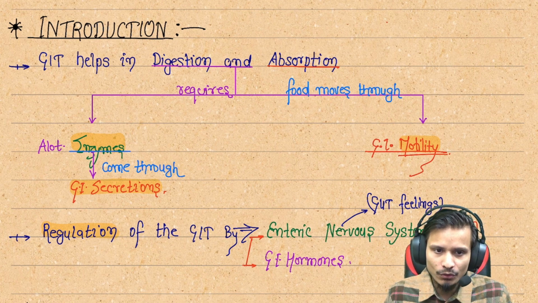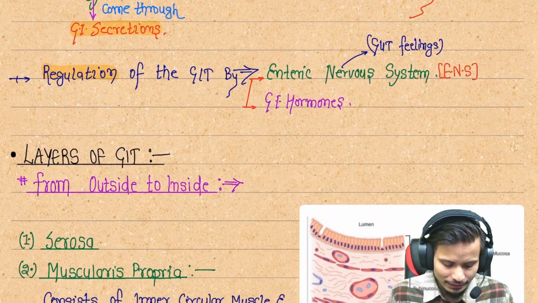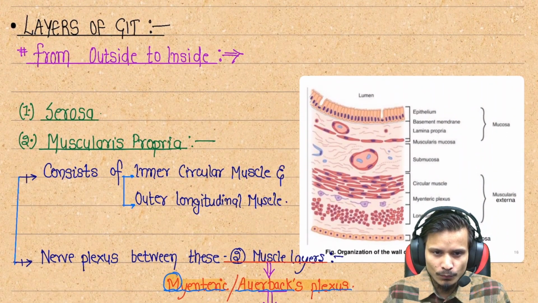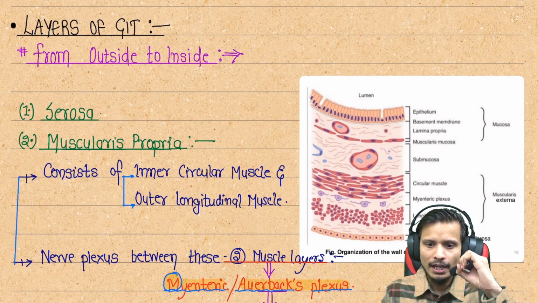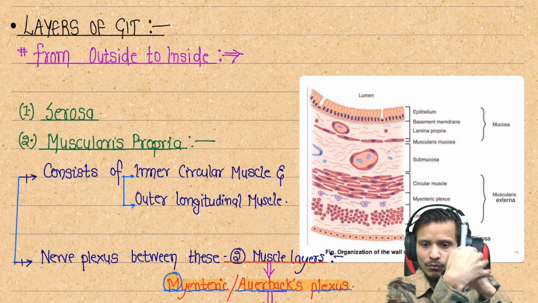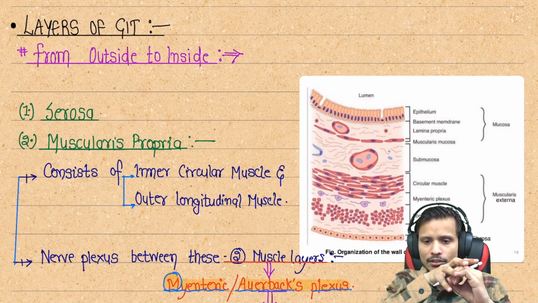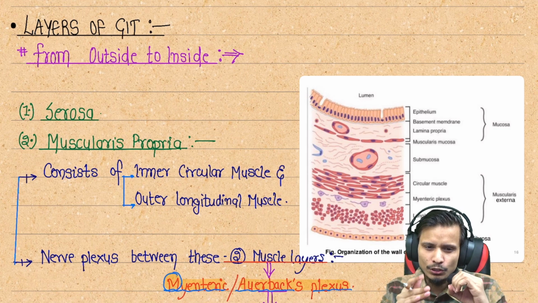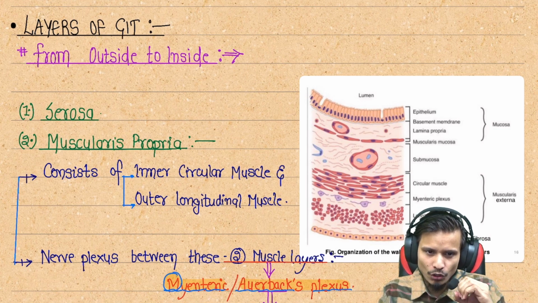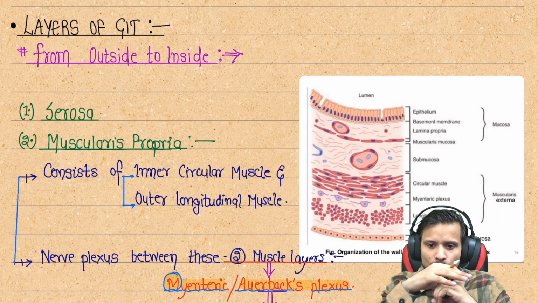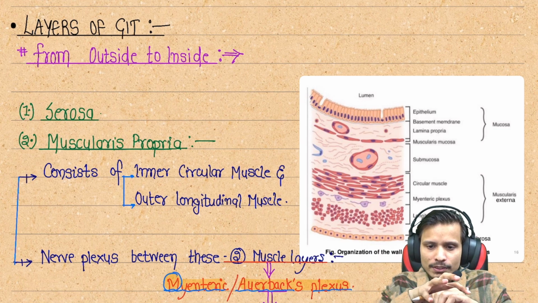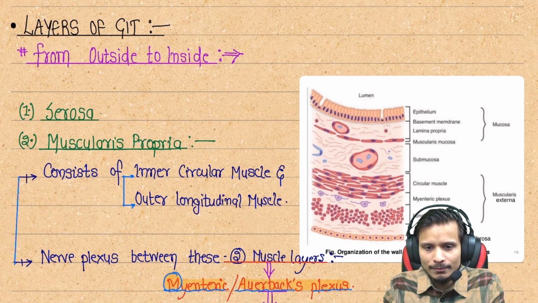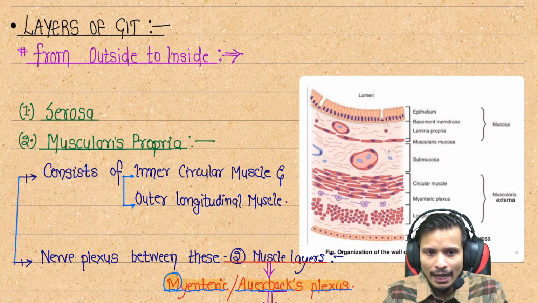So this is the main introduction, and now let's see the layers of the GIT. We are moving from the outside to the inside. Suppose this is the hole, and in this hole there is an outside. What is the main component on the outside of this GIT tract? From our basic knowledge, the main outer part of any tube in our body is the serosa or adventitia. If this hollow structure is covered with peritoneum, that is serosa or adventitia.